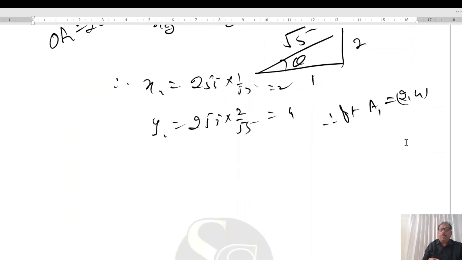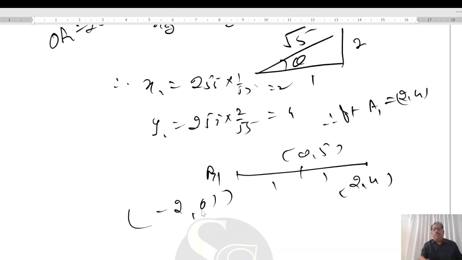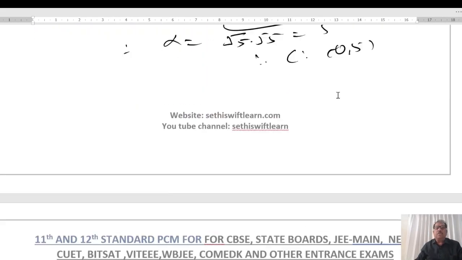Now, this is A1 (2, 4), this is the center (0, 5), and this is B1. The center is the midpoint, so you can find the answer: B1 is (minus 2, 6). So B1 is known, A1 is known, the center is known, and the radius is known. Now let's see the answer.